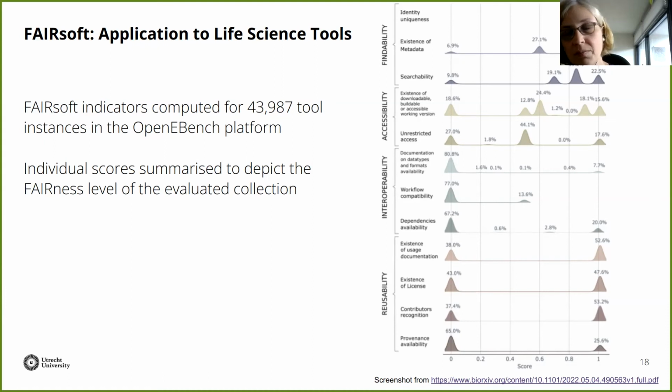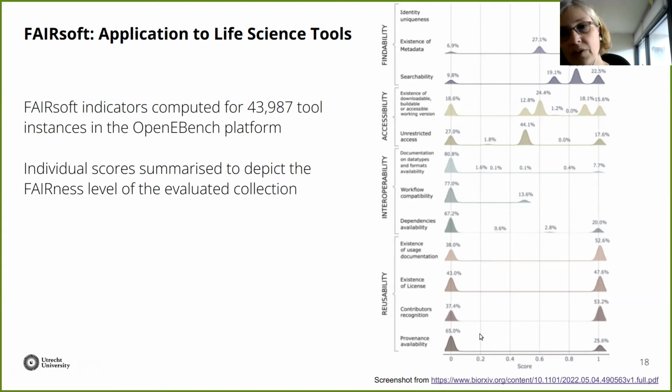So OpenEBench is a big benchmarking platform that, among other things, monitors available bioinformatics tools. And it is possible to sneak this FAIRsoft tool in there and let OpenEBench assess software fairness based on these criteria. And what they have done on these 43,000 tools is really run that approach. And this graphic summarizes the fairness level of the whole collection, not of an individual tool, but of the whole 43,000 or almost 44,000 tools.